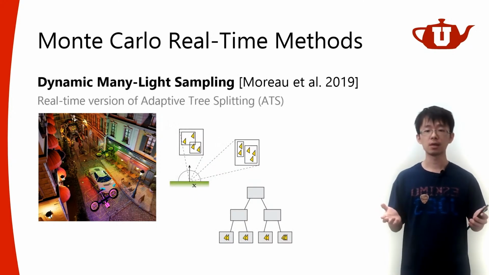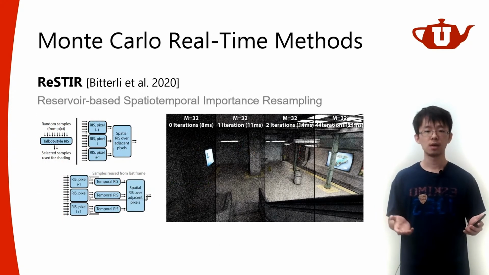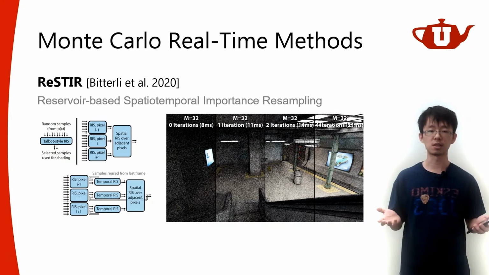Dynamic many-light sampling, a real-time version of adaptive tree splitting introduced in HPG 2019, is a method that samples lights from a light tree constructed using the surface area orientation heuristic. This light tree has high sampling quality, but is also expensive to fully rebuild, leading to their two-level solution. ReSTIR is a many-light direct lighting method introduced in this year's SIGGRAPH. This algorithm can give high sampling quality, but it's currently limited to the shading of primary hit points.